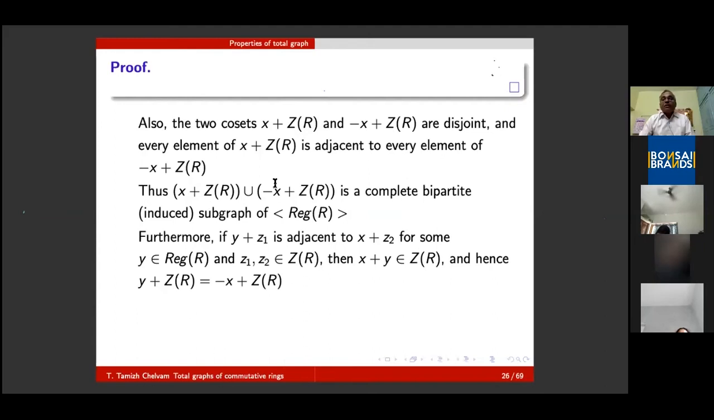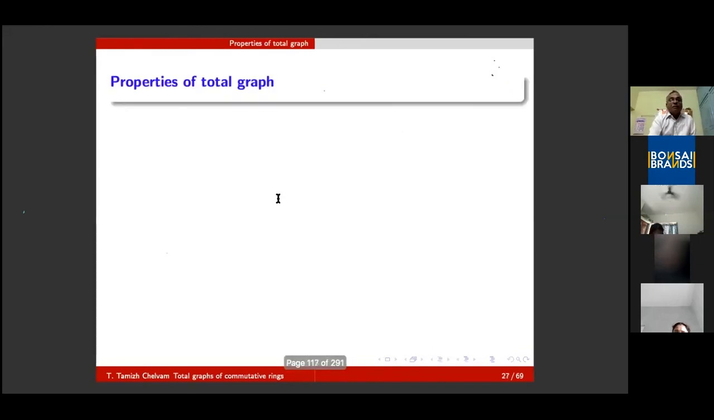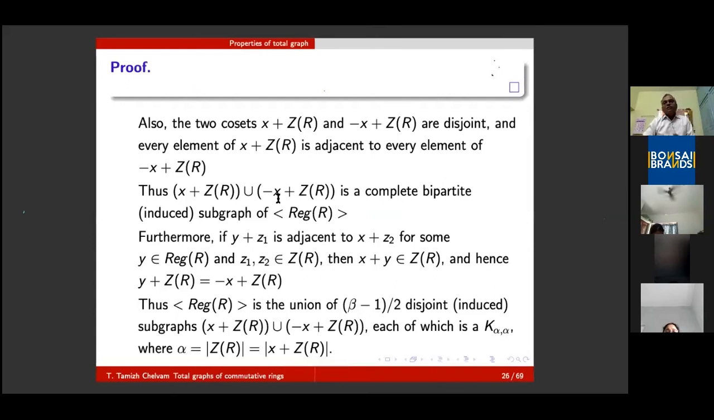Thereby, not one coset induces a complete subgraph, but a pair does. So x1 plus Z of R with minus x1 plus Z of R, x2 plus Z of R with minus x2 plus Z of R. So the set of all cosets are paired by x and minus x. Therefore, it is beta minus 1 by 2. Ultimately, it is a union of complete bipartite graphs. Thereby, the structure of the total graph is well known in the case of Z of R being an ideal.